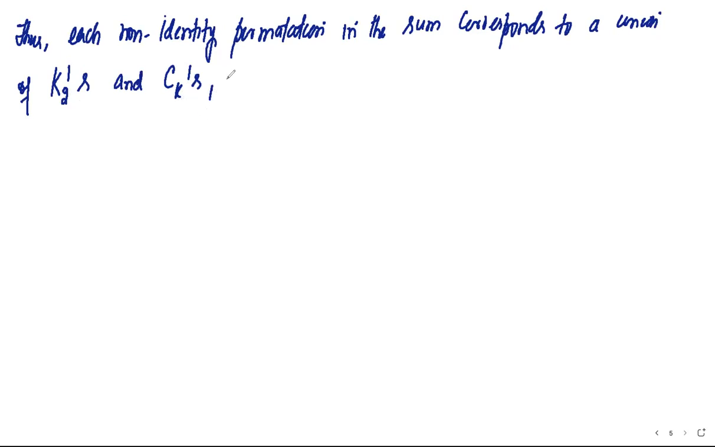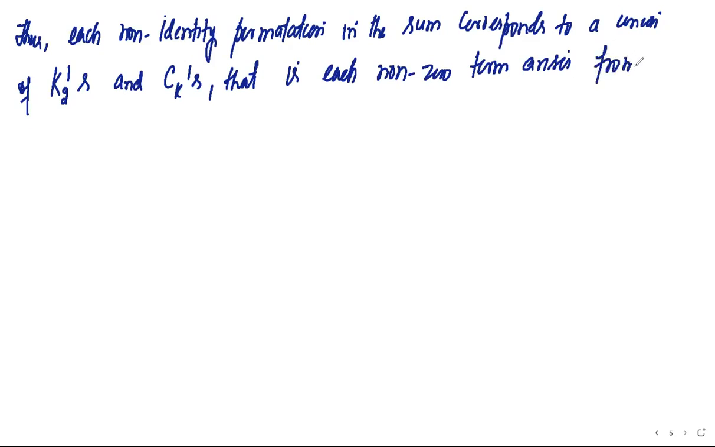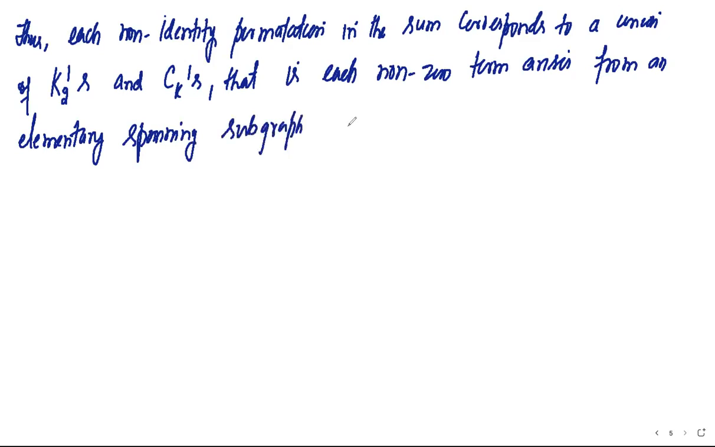So that is, each non-zero term arises from an elementary spanning subgraph. So therefore, whenever we have an elementary spanning subgraph, that actually gives a cycle decomposition.